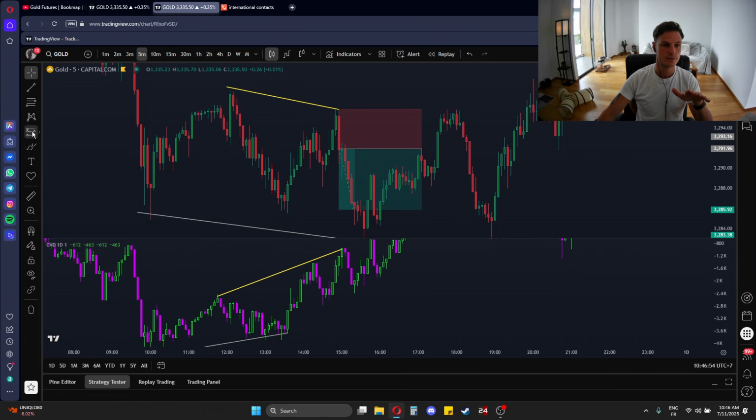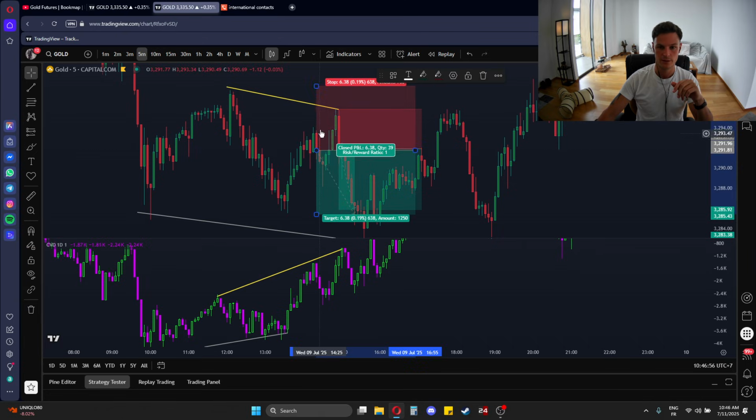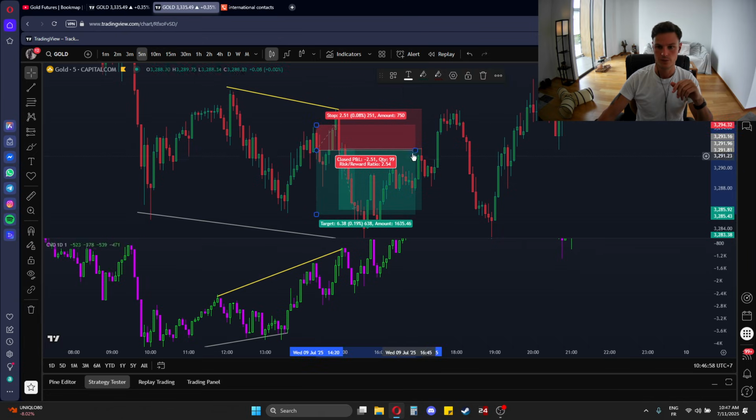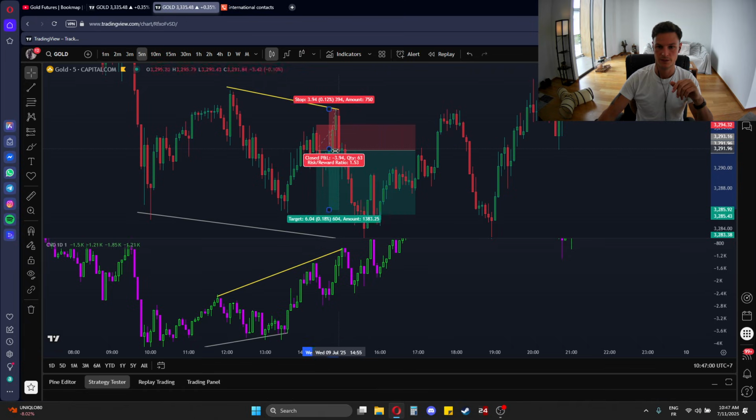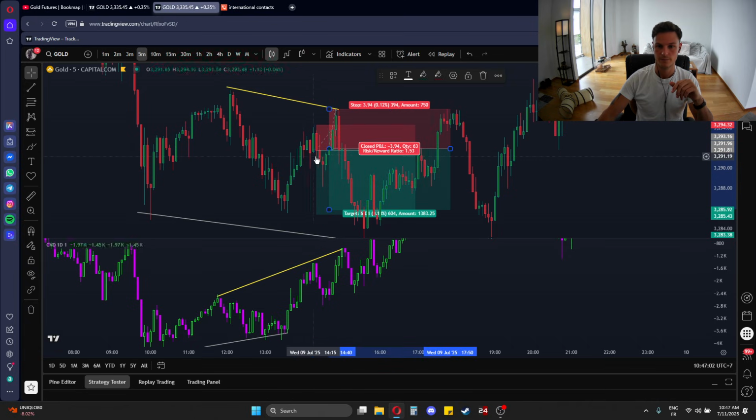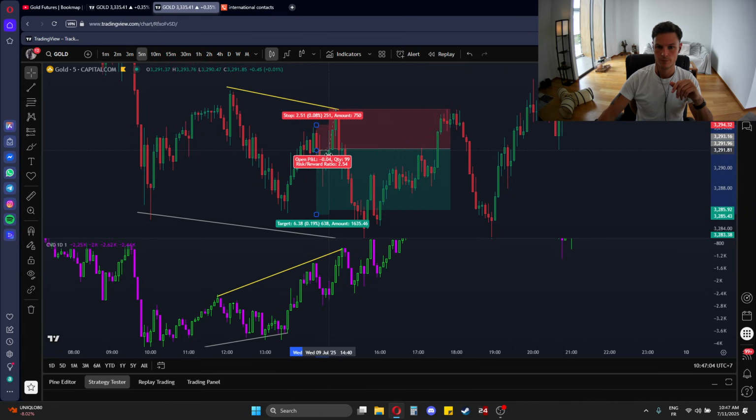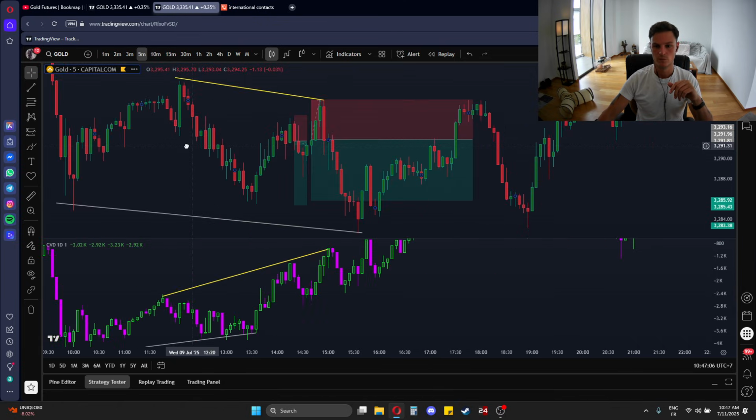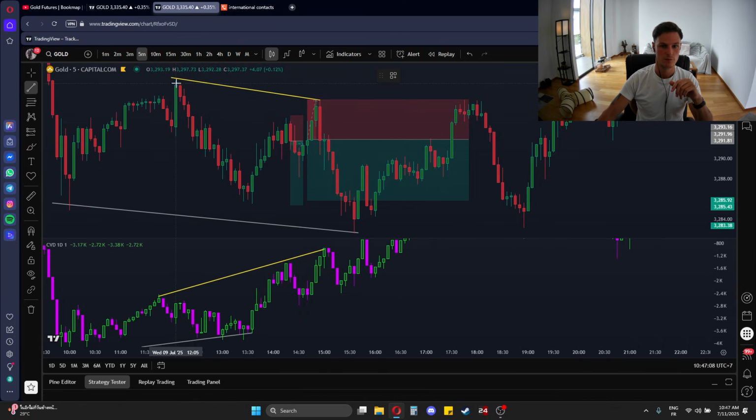By the way, you would have taken a loss here. Let's be clear, the strategy doesn't work 100% of the time, obviously. But if you would have taken a short here with the same logic, because from this high to this high, right?